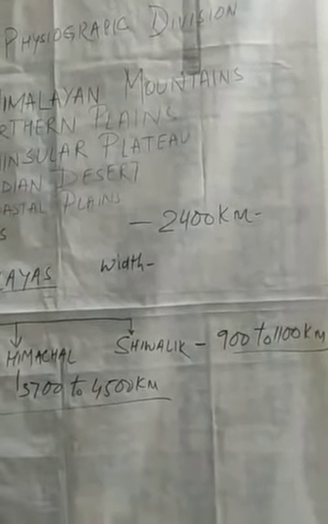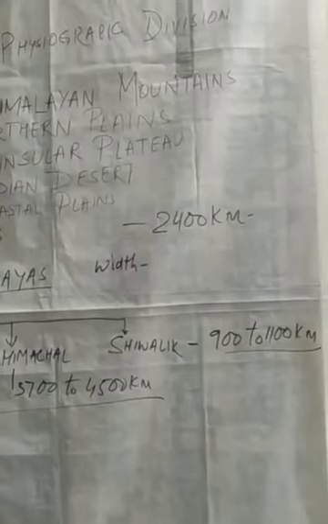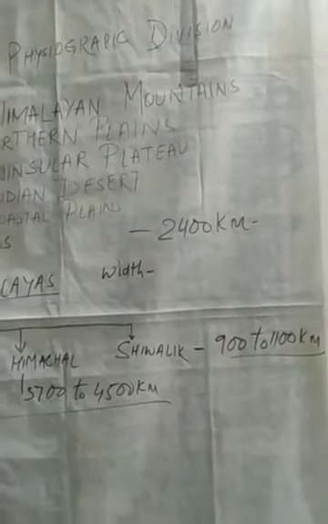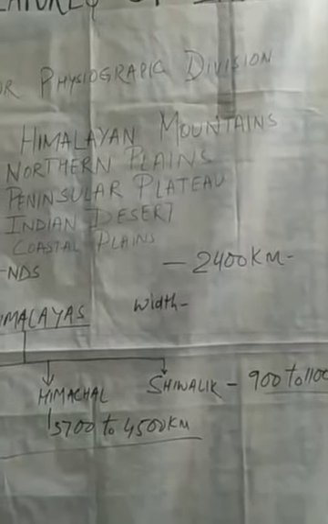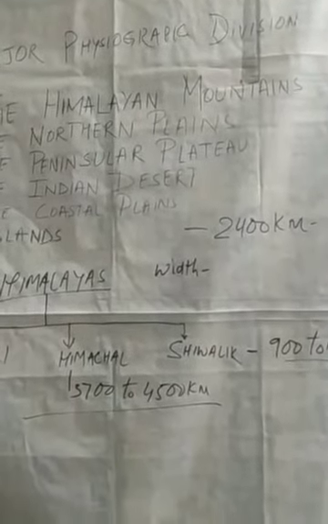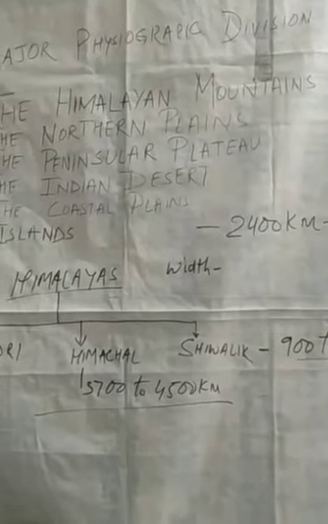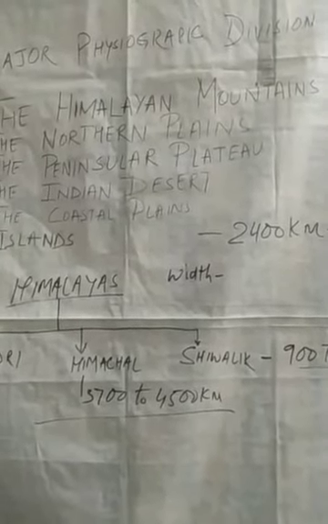The longitudinal valleys lying between Lesser Himalaya and Shivaliks are known as duns. For example, Dehradun, Kotli Dun, Patli Dun, etc.